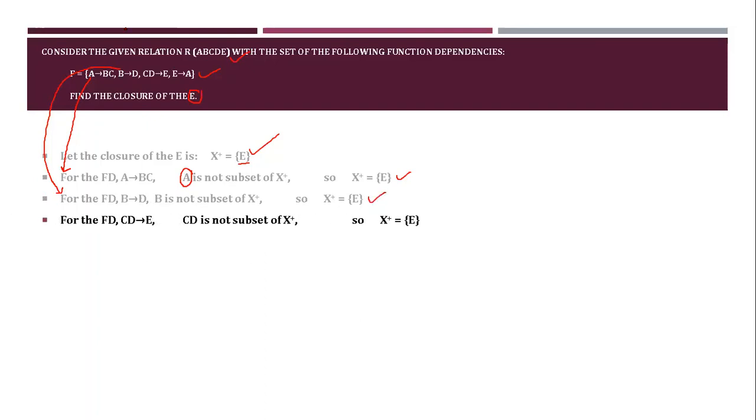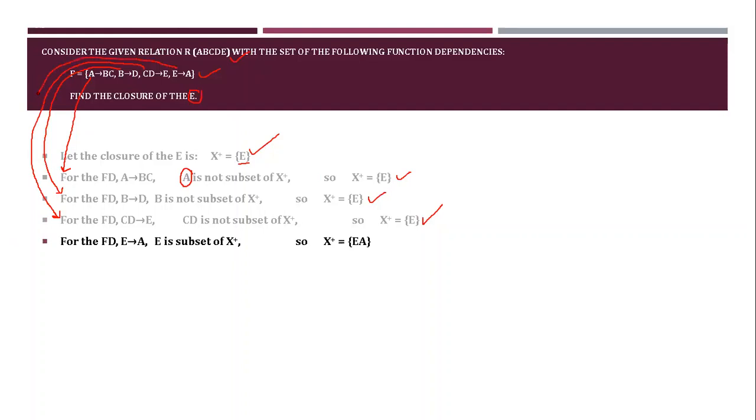Now for the next FD, CD determines E. In CD determines E, again CD is not a subset of X plus. So X plus remains the same, E, right? And the last is E determines A. In this FD, see what happened over here. E is in X plus, yes, because X plus is E over here, right? So add this A in the X plus. So now the X plus becomes EA, right?